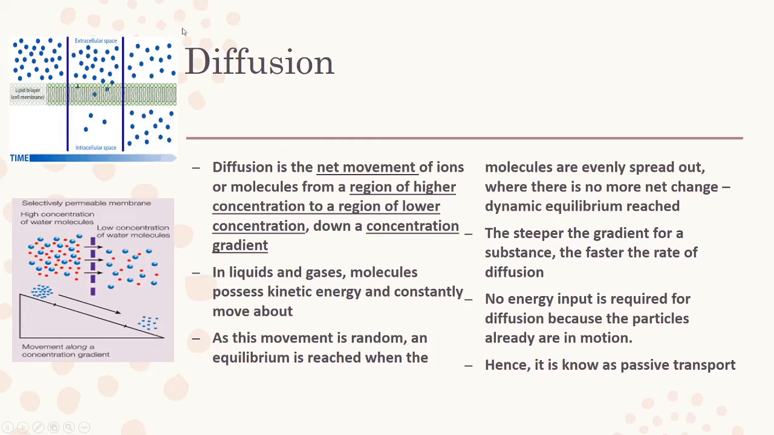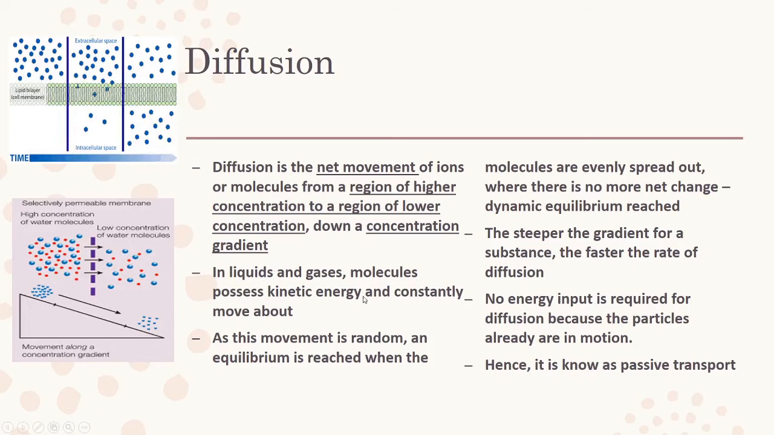Diffusion. Now what is diffusion, one might ask. Diffusion is the net movement of ions or molecules from a region of higher concentration to a region of lower concentration down a concentration gradient. First of all, you can see in this picture that here is the region of higher concentration of molecules, and here we see that it starts to diffuse across the lipid bilayer, and here there is the same concentration on both sides of the cell membrane or the lipid bilayer in the extracellular and the intracellular spaces.